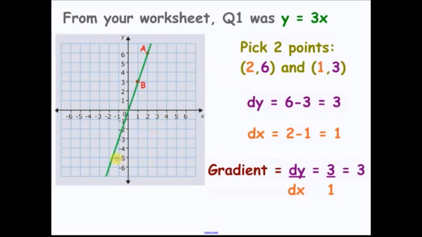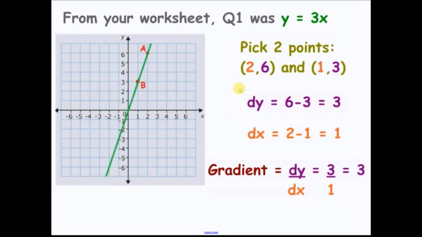So to work out the gradient of that line, if we were given just the green line and not the equation, you would pick 2 points on the line and you would say, what is my rise divided by my run? So my rise is 1, 2, 3 and my run is 1. So 3 divided by 1 gives me a gradient of 3. Now note very carefully, it's a positive 3. It's to the right of 12 o'clock.